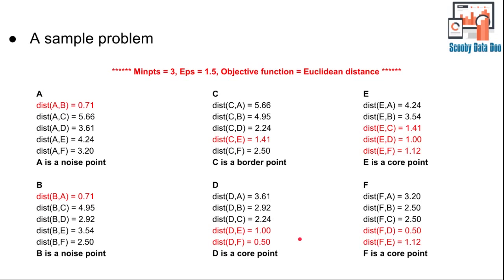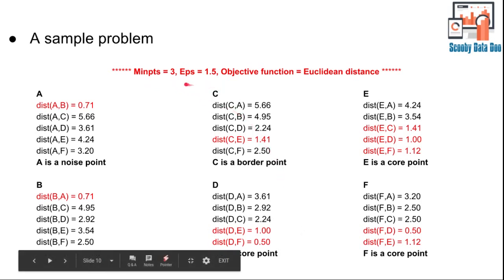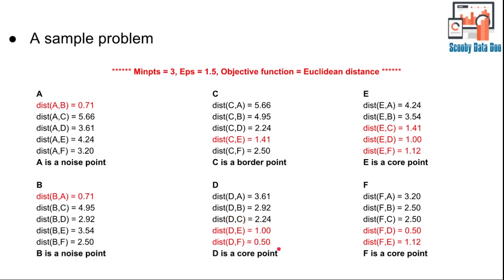Because there's one thing we consider here, and that is D is also sharing neighborhood with itself. I repeat, D is also sharing neighborhood with itself. That means D is sharing its neighborhood with E, with F, and with itself. So that makes total 3 neighbors. And our min PTS value is also 3. So D is a core point because it has min PTS number of neighbors in the domain.